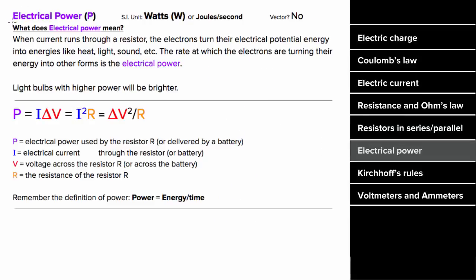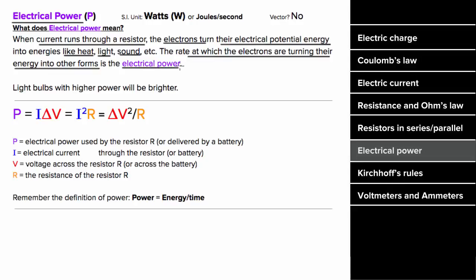Elements in a circuit often use electrical power. That is to say, when current runs through a resistor, the electrons moving through that resistor turn some of their electrical potential energy into energies like heat, light, or sound. And the rate at which these electrons are turning their energy into other forms of energy is called the electrical power. So the rate at which a resistor is turning electrical potential energy into heat is the electrical power used by that resistor.